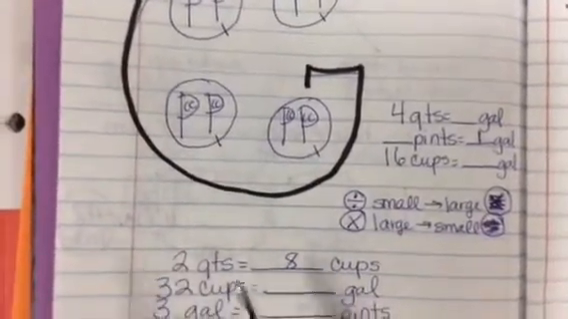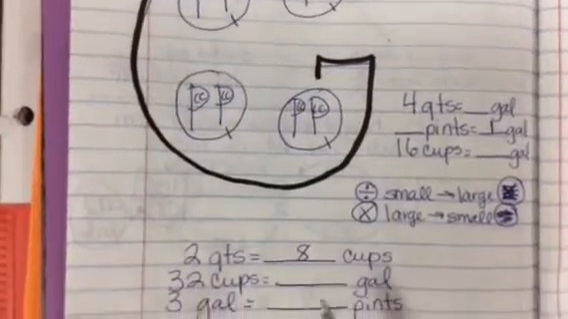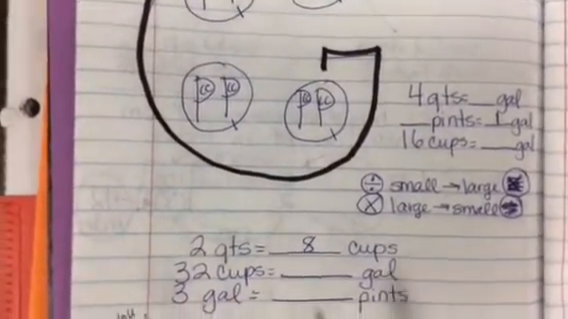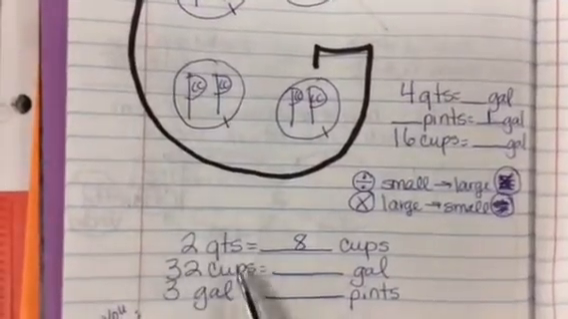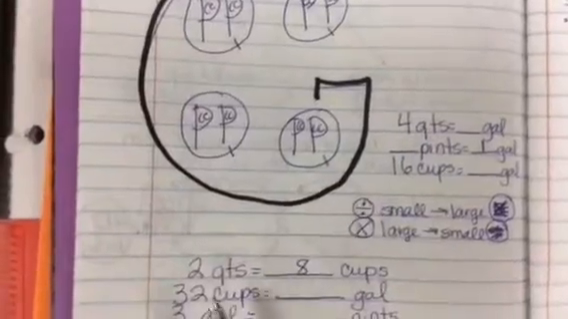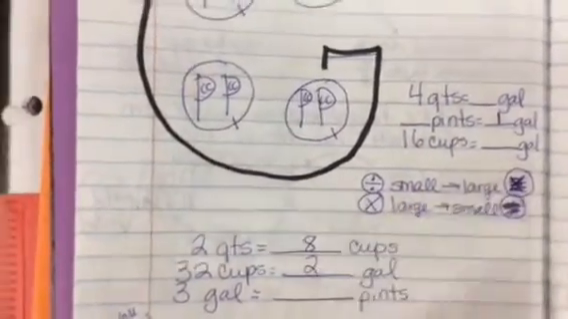Okay? 32 cups equals how many gallons? So I'm going cups to gallons. I'm going small to large. I'm going to divide. So 32 cups divided by how many cups in 1 gallon? 16. So 32 divided by 16 would give me 2 gallons.